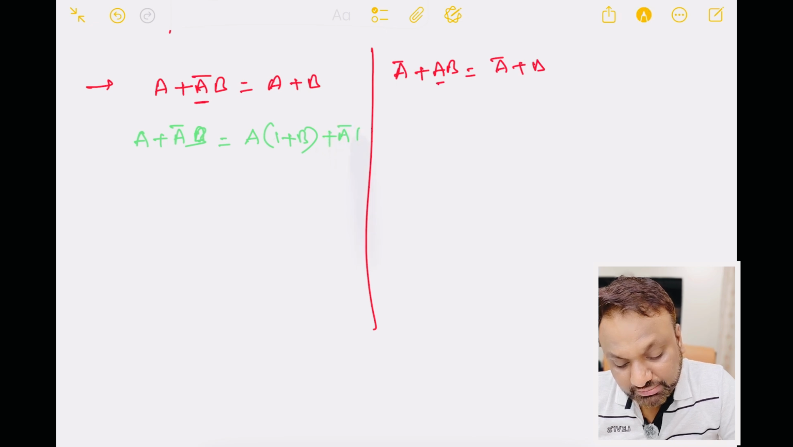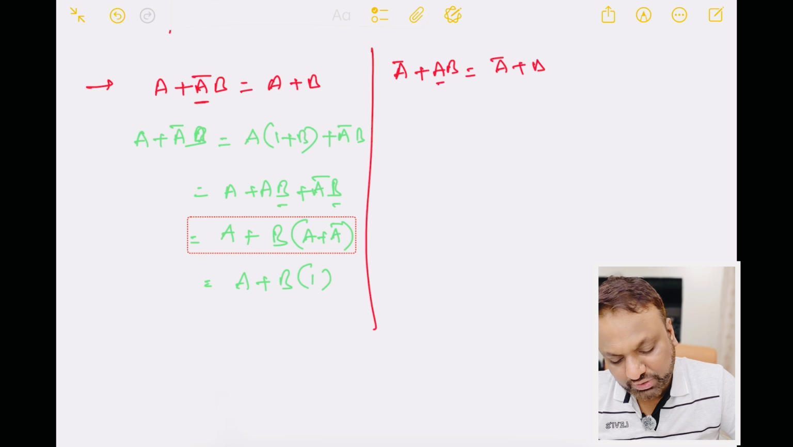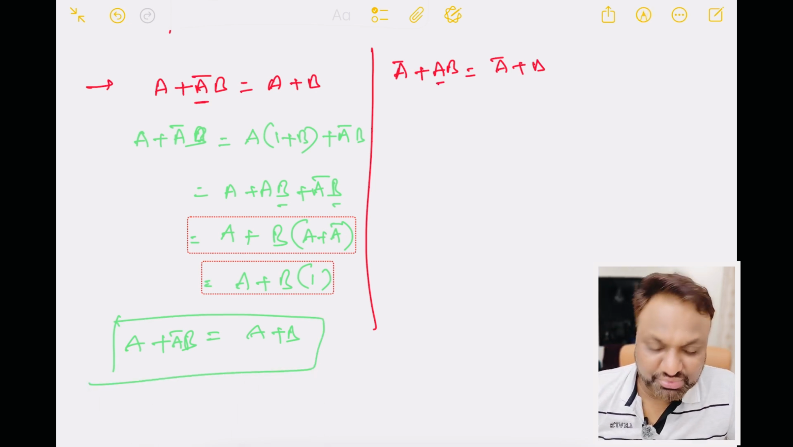Plus A bar B. So now you multiply this. This is A plus AB plus A bar B. So this is equal to, you take B common here: A plus B into (A plus A bar). A plus A bar equals 1, B into 1 equals B, therefore equal to A plus B. A plus A bar B is equal to A plus B. This is the simple proof, right?